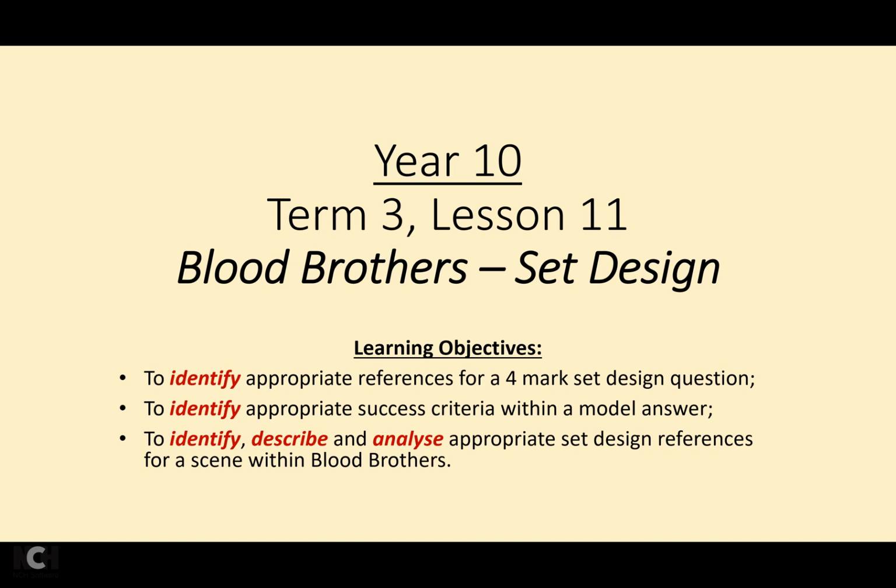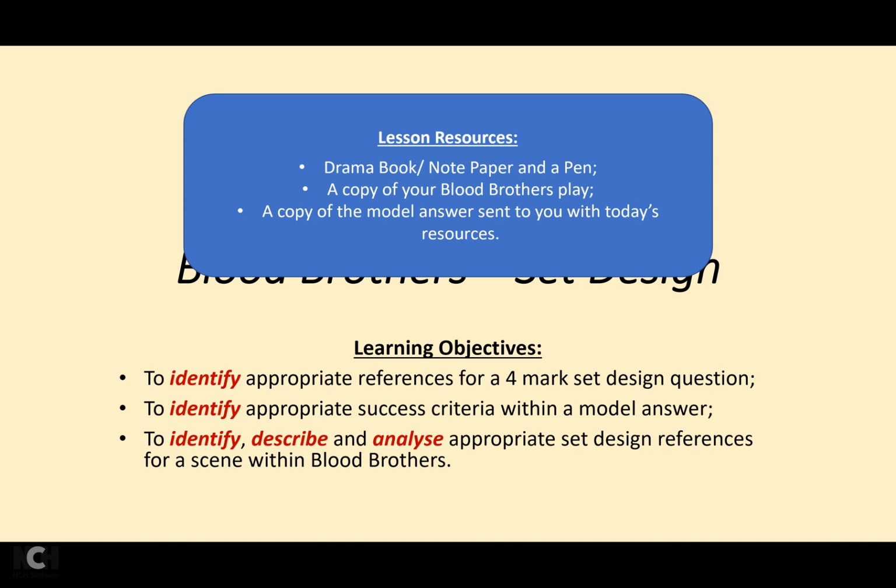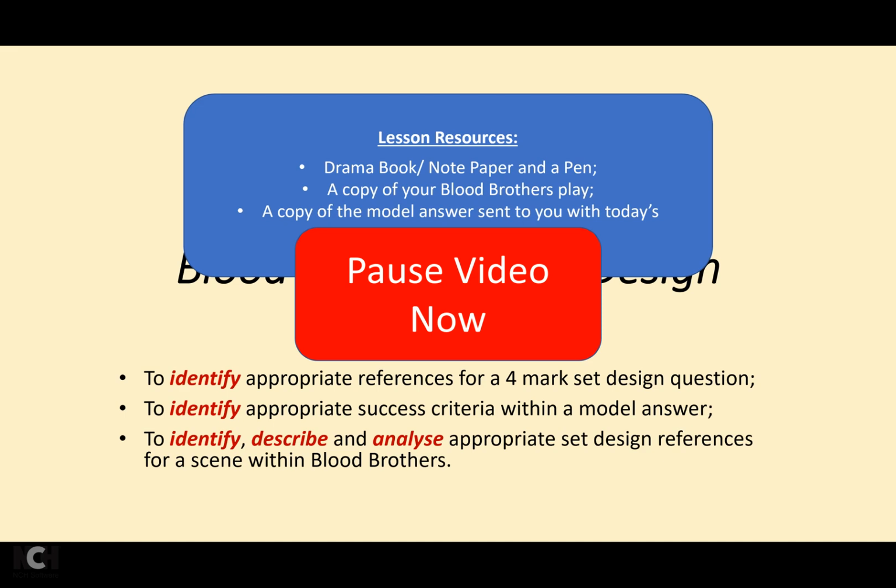So, the resources that you are going to need are as follows. You're going to need your drama book or notepaper and a pen. You're going to need your copy of Blood Brothers, and you are also going to need a copy of the model answer that I sent to you with today's resources. So I'm going to ask you to pause the video now, go off and get those things and come back when you are ready.